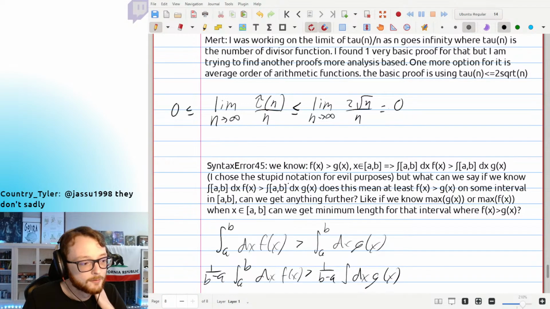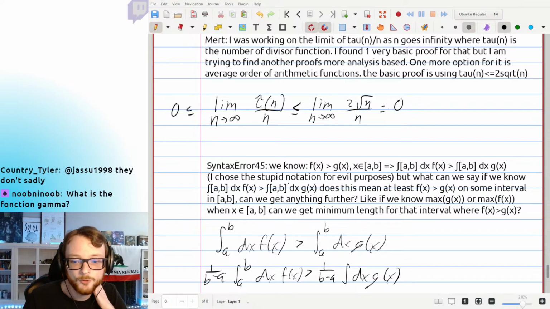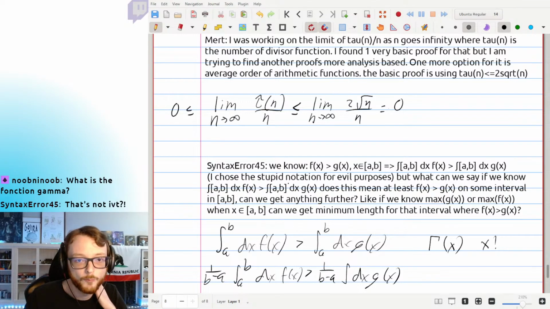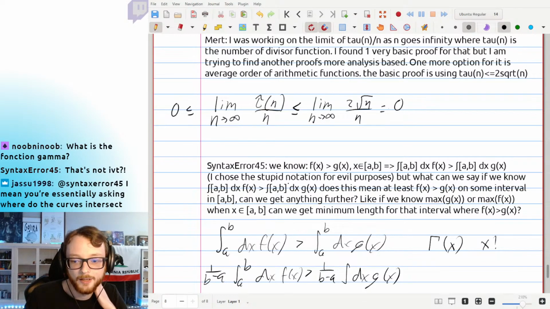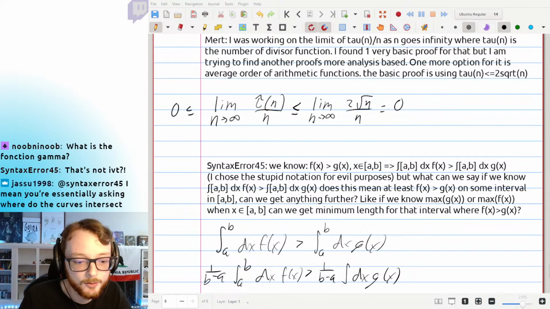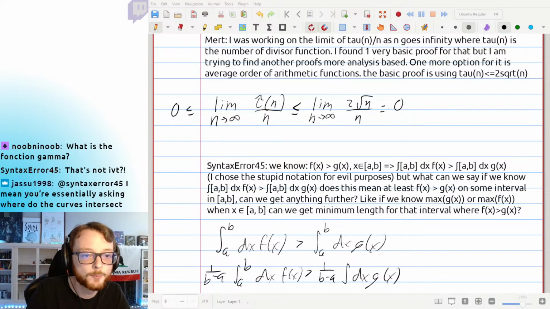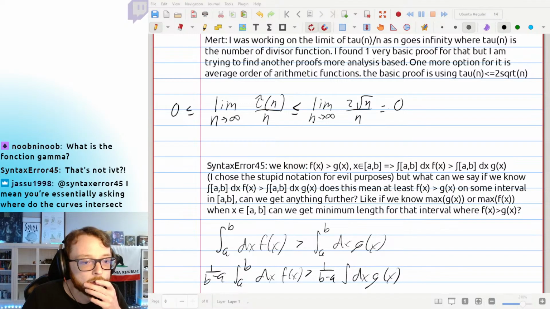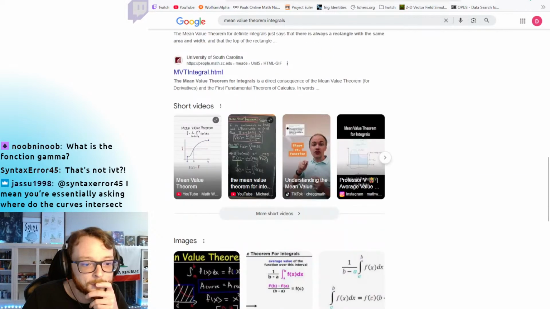The gamma function? The gamma function is like a factorial, but it works on fractions and most negative numbers. It works on things that aren't just positive integers, basically. I'm talking about the mean value theorem for integrals. It's not a nice value theorem, it's a mean value theorem.